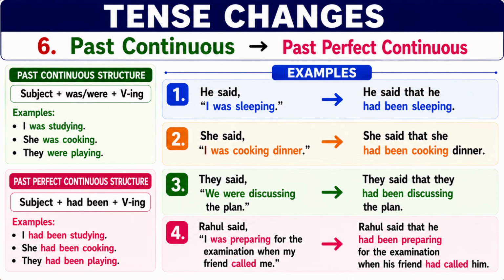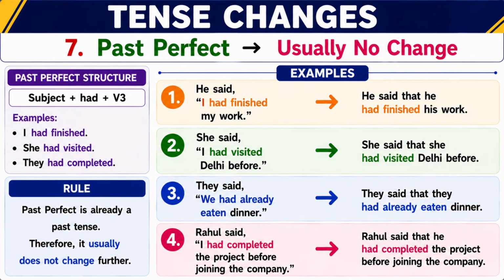Example 4. Rahul said, I was preparing for the examination when my friend called me. It becomes, Rahul said that he had been preparing for the examination when his friend had called him. The seventh tense change is past perfect. Usually, there is no change.